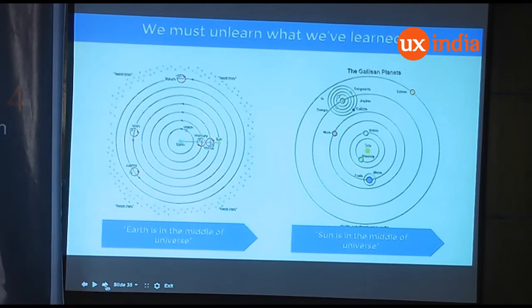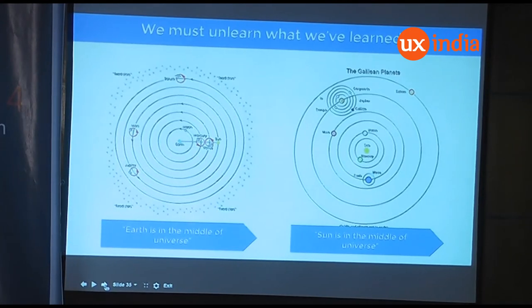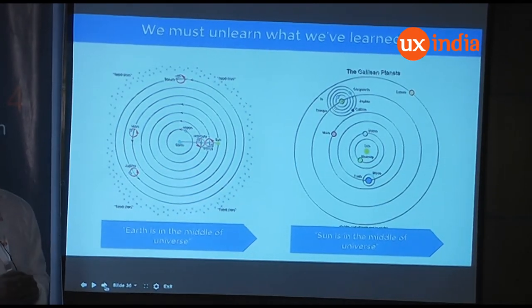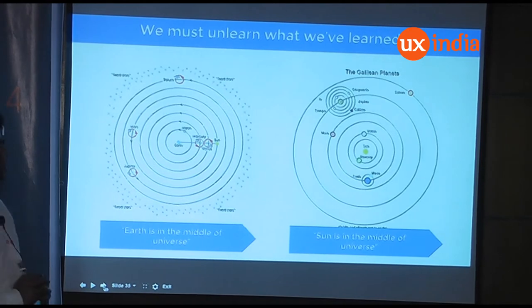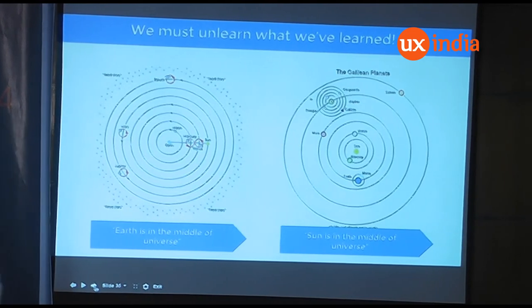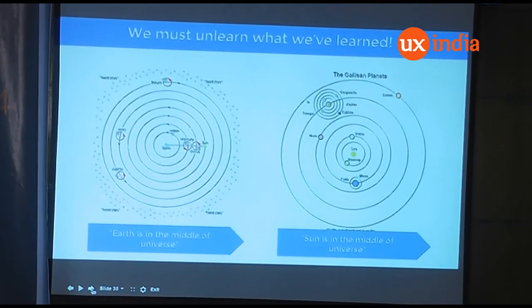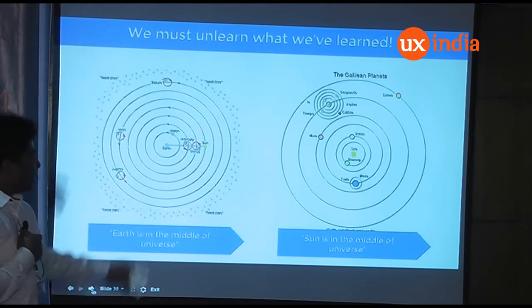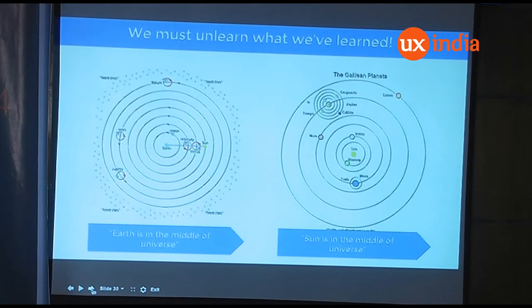We must unlearn what we learned. Before the 15th century, before Copernicus and Galileo, the world believed that Earth is at the center and the Sun goes around it. But once Copernicus and Galileo came, we understood that's not true. Actually, the Sun is in the middle. So at that moment, we unlearned what we learned.